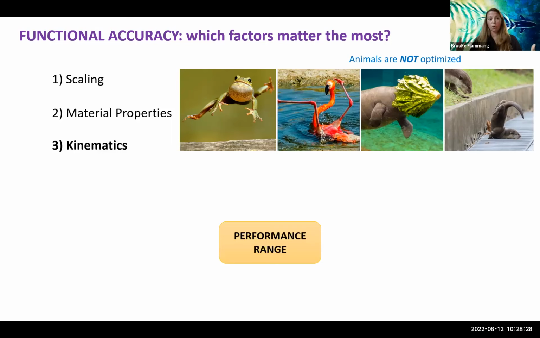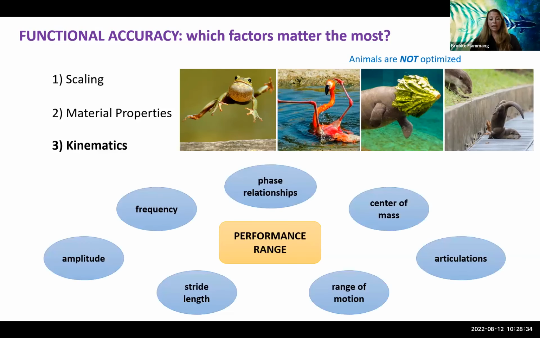So again, there's this performance range, this performance landscape. Some of the variables that you want to take into account here are things like where is the center of mass? Where are the limbs located relative to that? What is the range of motion in the way that it moves? And are there relationships among different components of the body when they're moving?